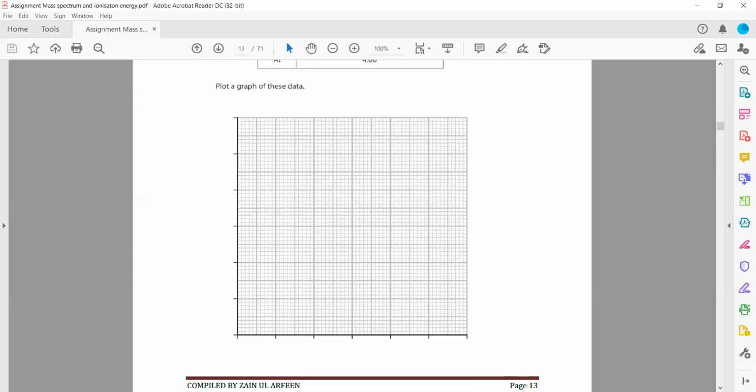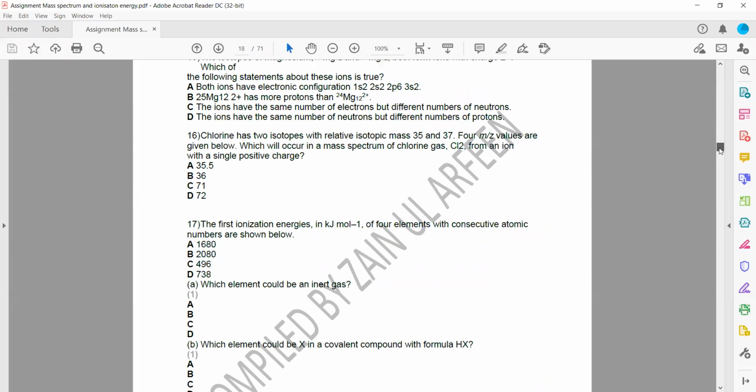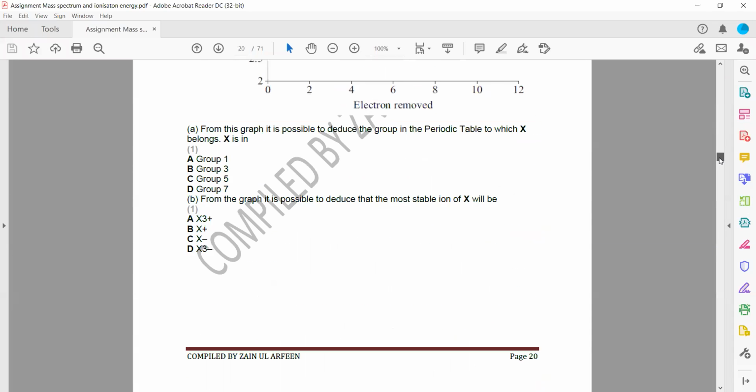Then we have another doubt. First, this was 11. Then after 11, 25C.